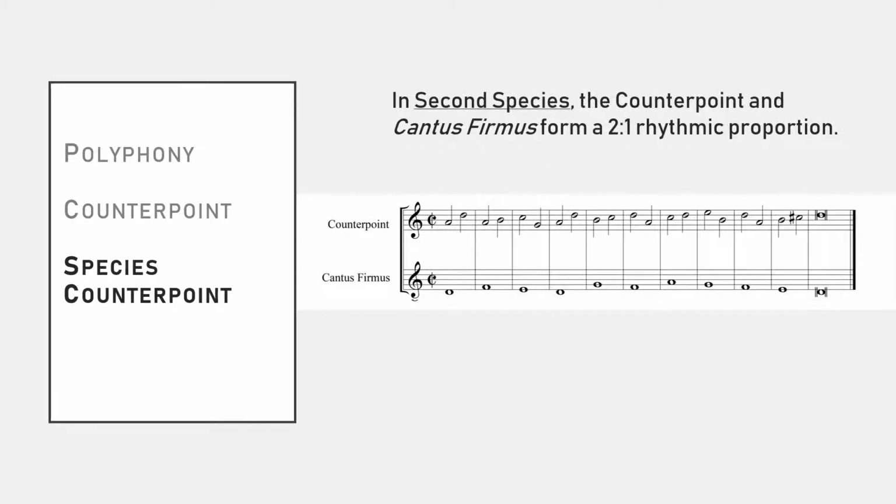In second species, the counterpoint and cantus firmus form a 2-to-1 rhythmic proportion. Notice that the counterpoint is now written in half notes against the whole notes of the cantus firmus. This new rhythmic situation gives the composer slightly greater freedom, but it also introduces new problems to be solved.